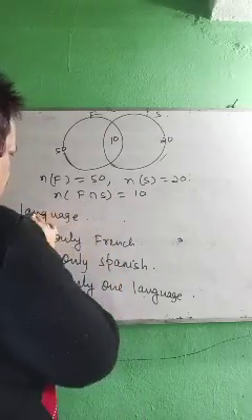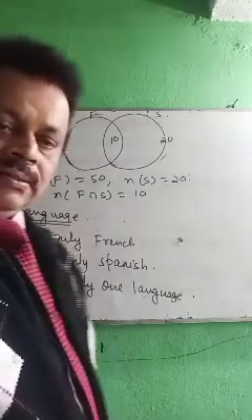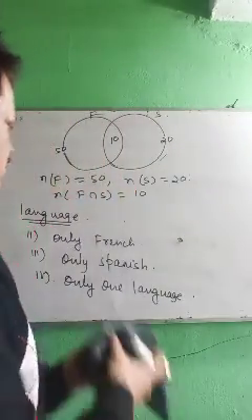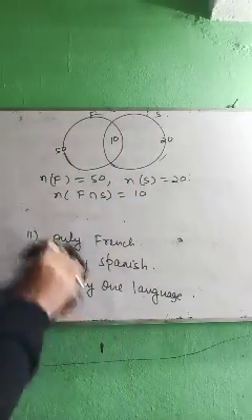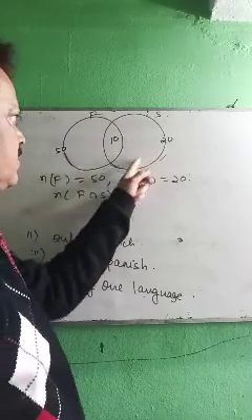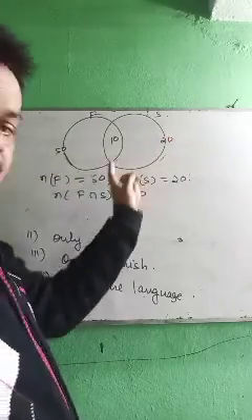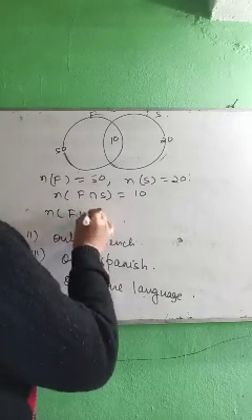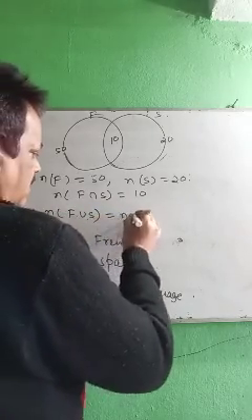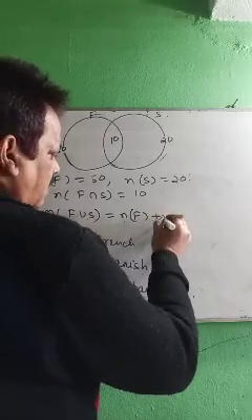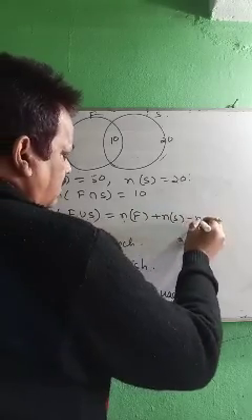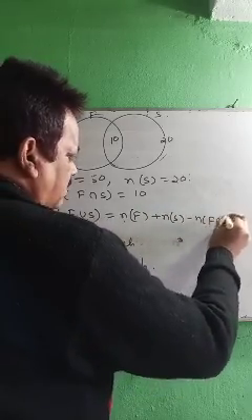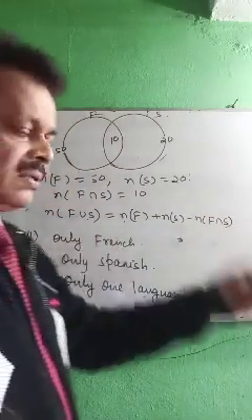At least one language means, at least means union here. Means either French or this or both, means total you are talking here. So total you are talking means number of F union S. That is N(F) plus N(S) minus N of F intersection S. This is the value we can put and find out.